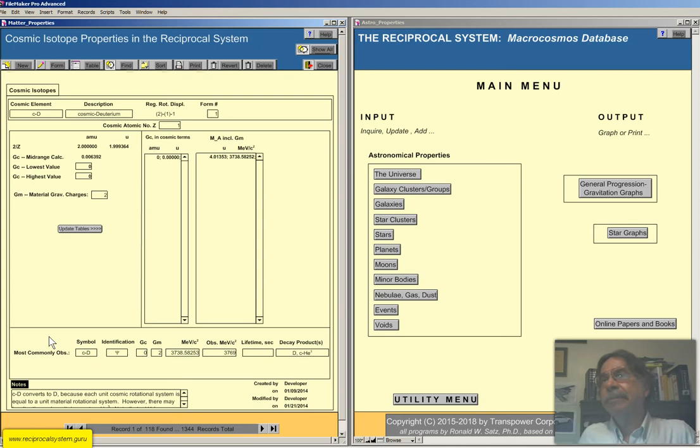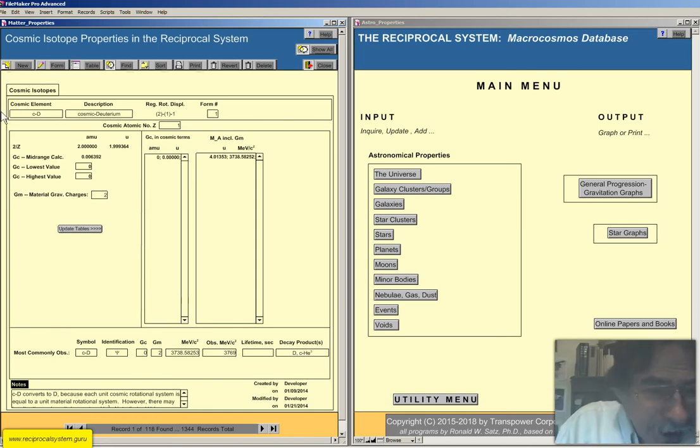So, atoms, both material and cosmic, are rotating photons. The distinction is that the rotation of material elements is in time, which means it's less than the speed of light, whereas the rotation of the photons in the cosmic sector is in space. So the first actual element in the cosmic sector is cosmic deuterium. This is C-D. We prefix all cosmic elements with a C hyphen in front of it. Description, cosmic deuterium.